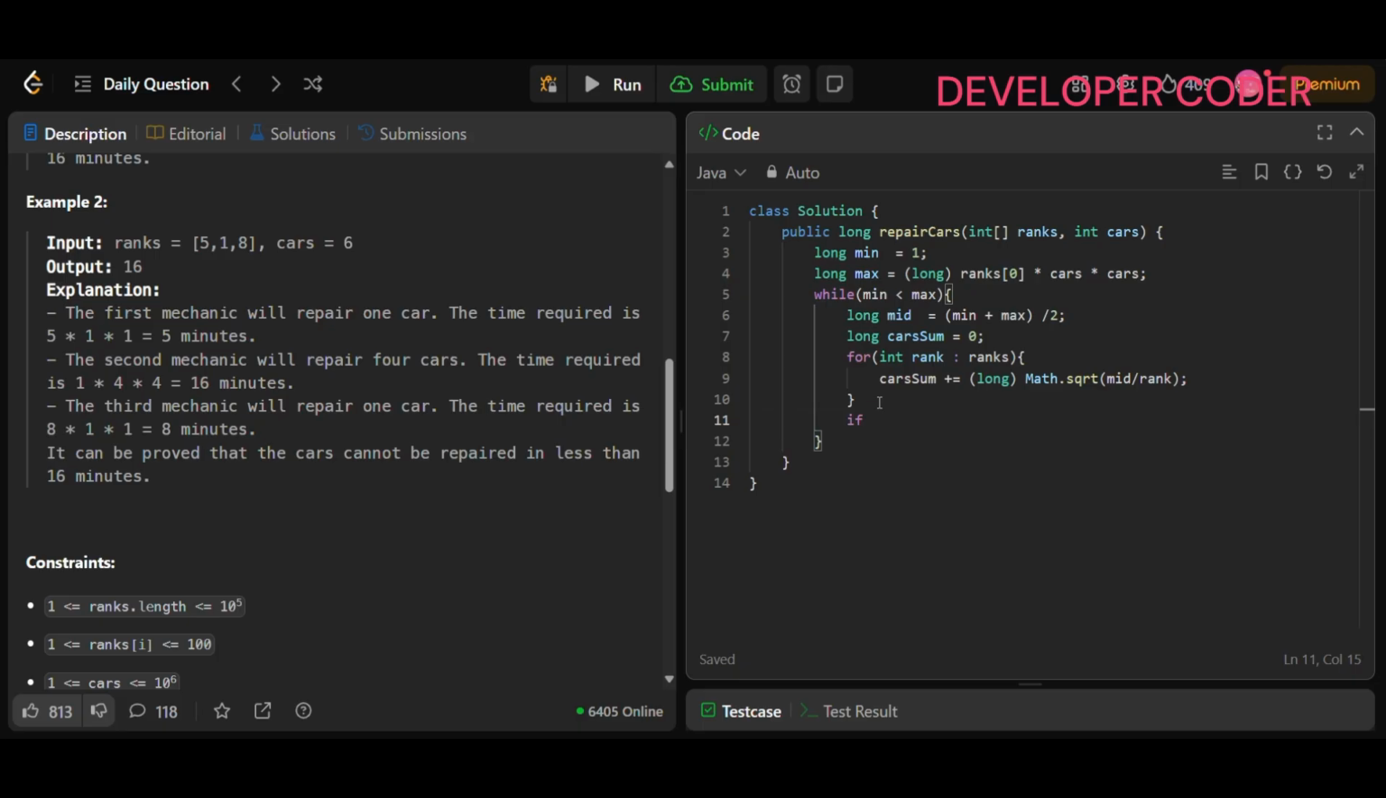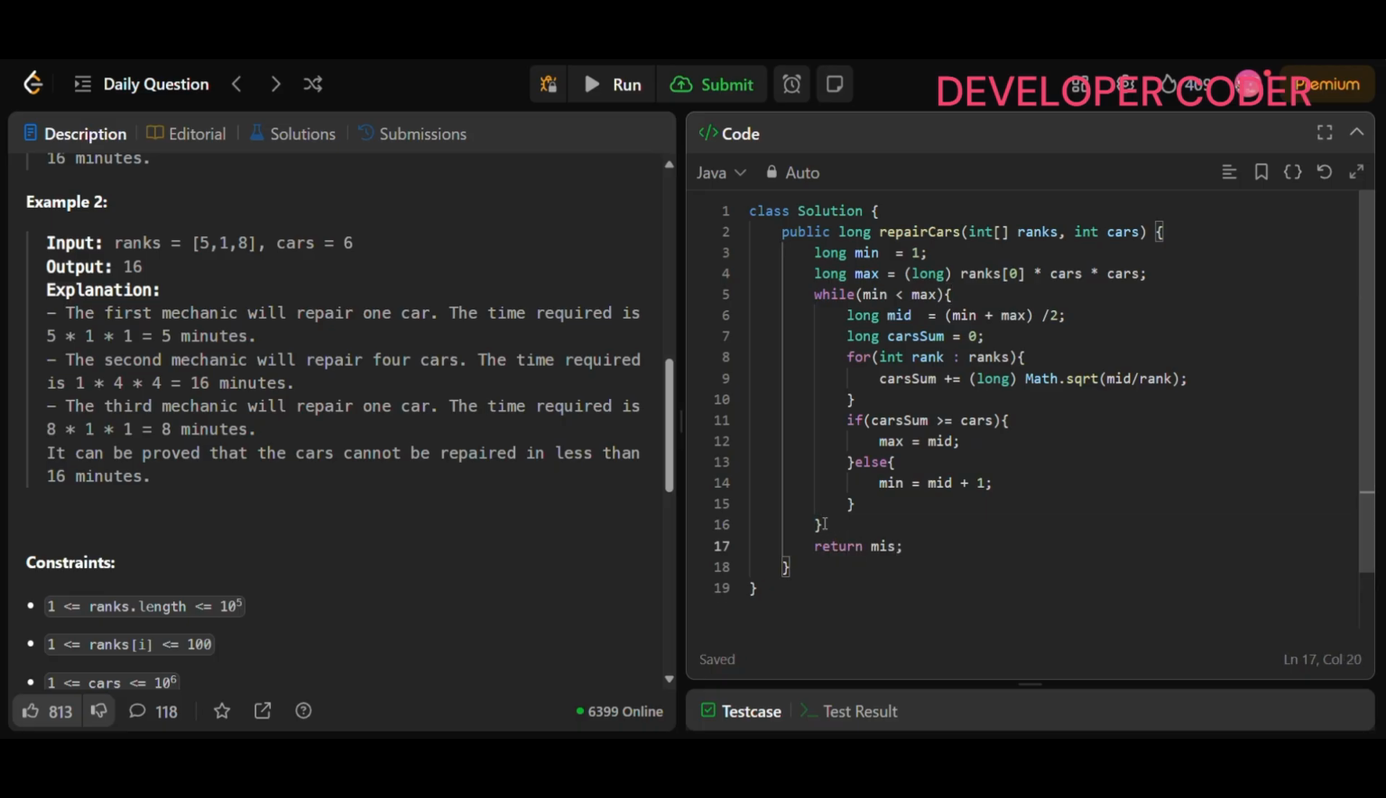So if my cars sum is greater than equal to cars, that simply means in that case we have to update my max as mid. So we have to search in the first half now, maybe we can repair all the cars in less time than that. Else, if we are not able to do it in mid, then we have to update the range, so in that case my min should be updated to mid plus 1. Now this is done, and in the end just return mid.